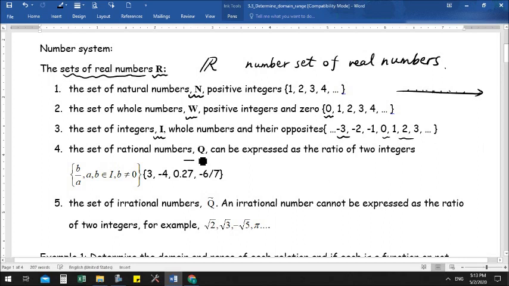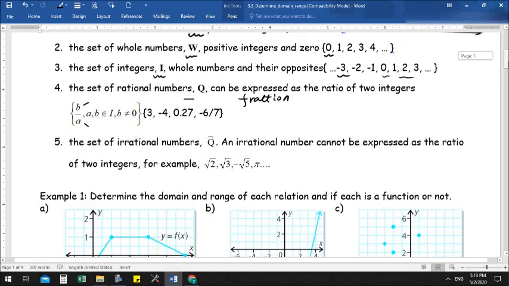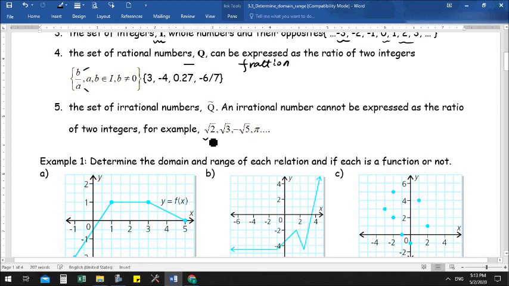Then rational numbers means fractions. As long as you can write a number as a fraction, where both numerator and denominator are integers, then we call it a rational number. All the numbers that can't be written as a fraction, we call irrational numbers. Irrational numbers include some square roots and also pi. It means there's no ending if you write it as decimals.